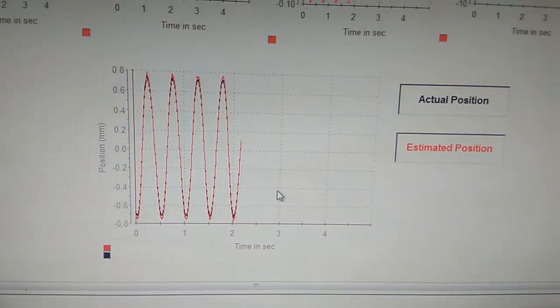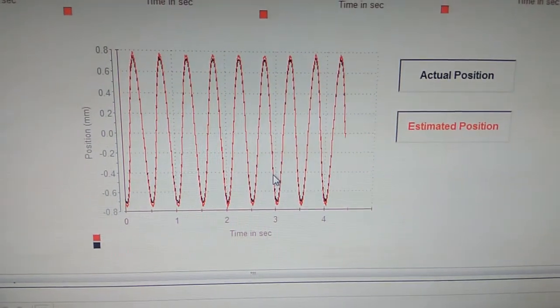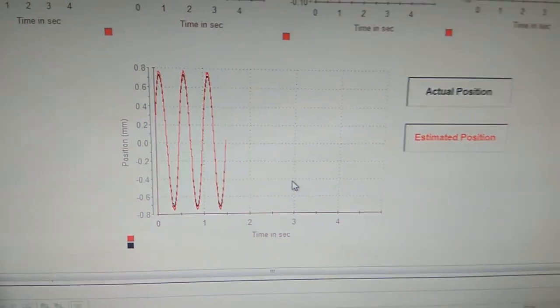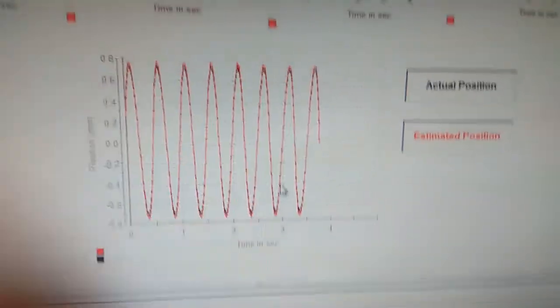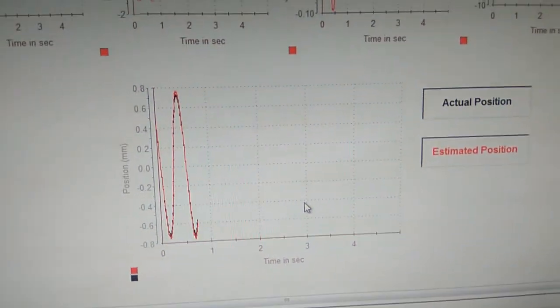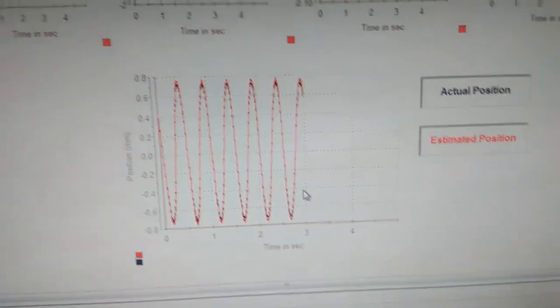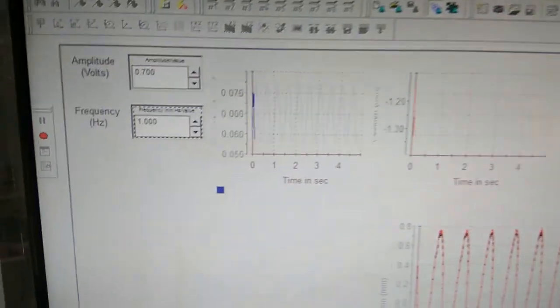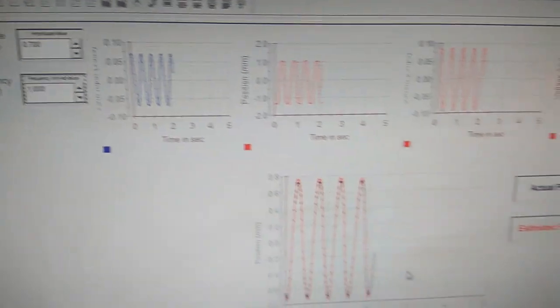In future we also plan more tuning of these resistance, inductance, and motor parameters, which will enhance the accuracy. And that is the entire demo for this setup.